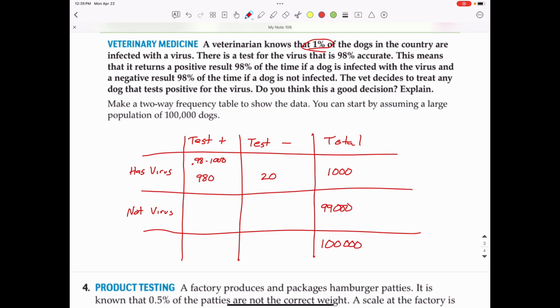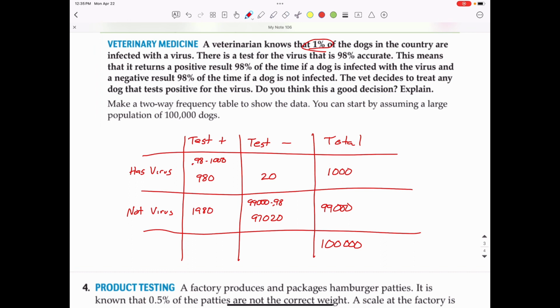There will be 20 that have a false negative. That means they actually have the virus, but they test negative. That's a false negative. Conversely, we have 99,000 that do not have the virus, and of that 99,000, 98% of them should test that they do not have the virus. So 99,000 times 0.98 is 97,020. But that means there will be 2% that have a false positive. That means they do not have the virus, but they test positive. So 99,000 minus the 97,020 that test accurately is 1,980.